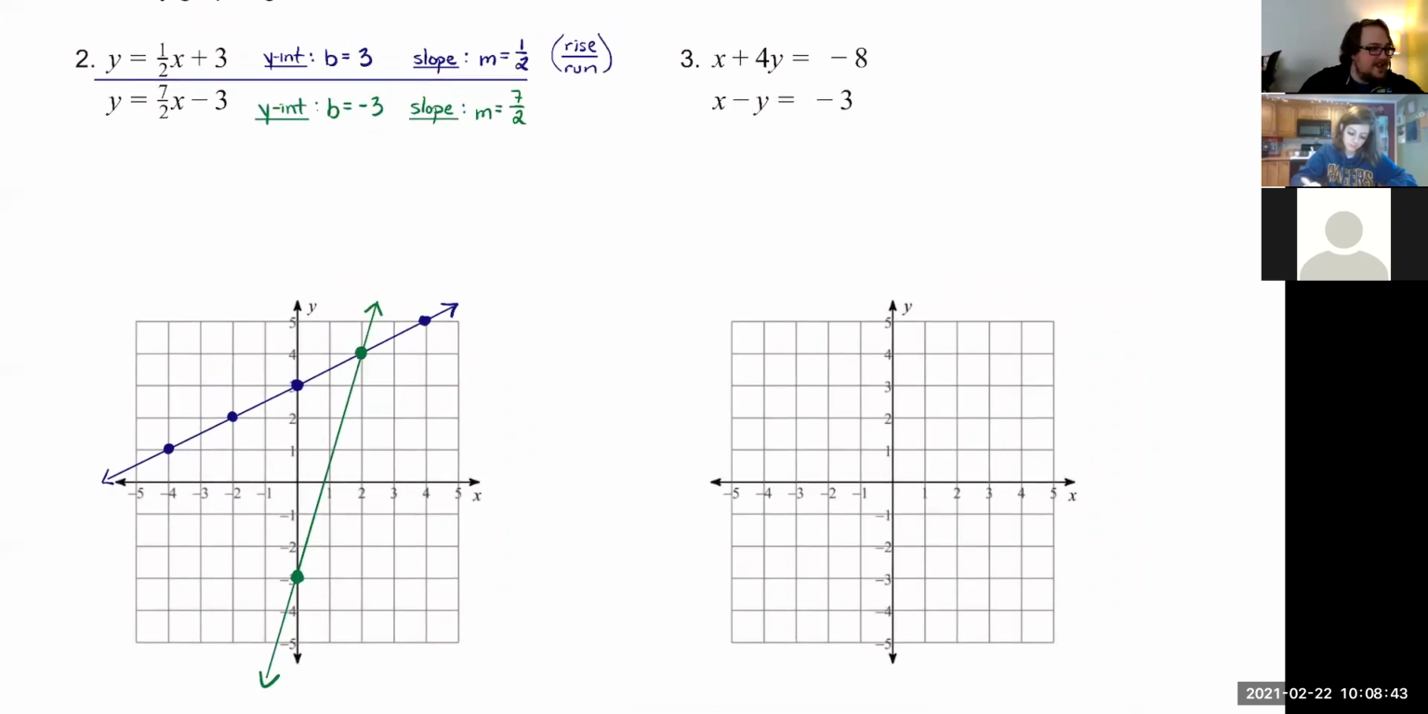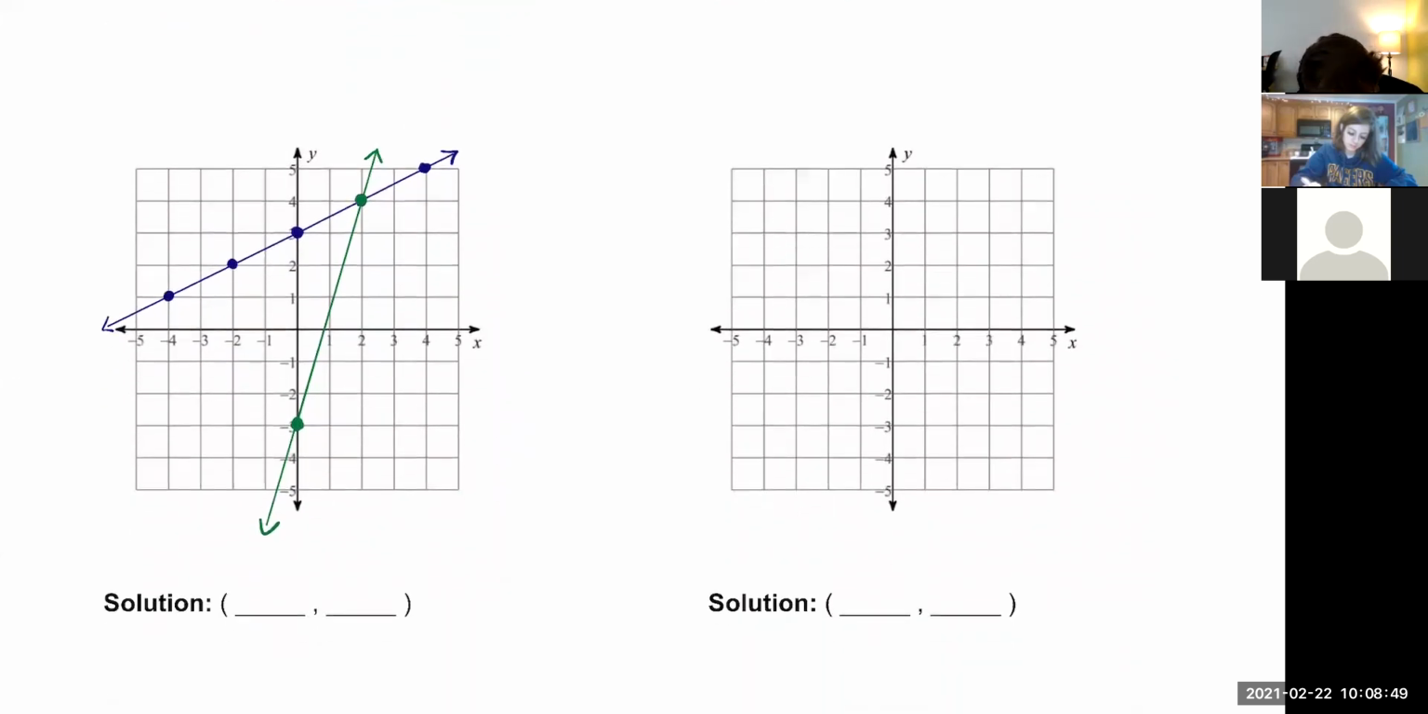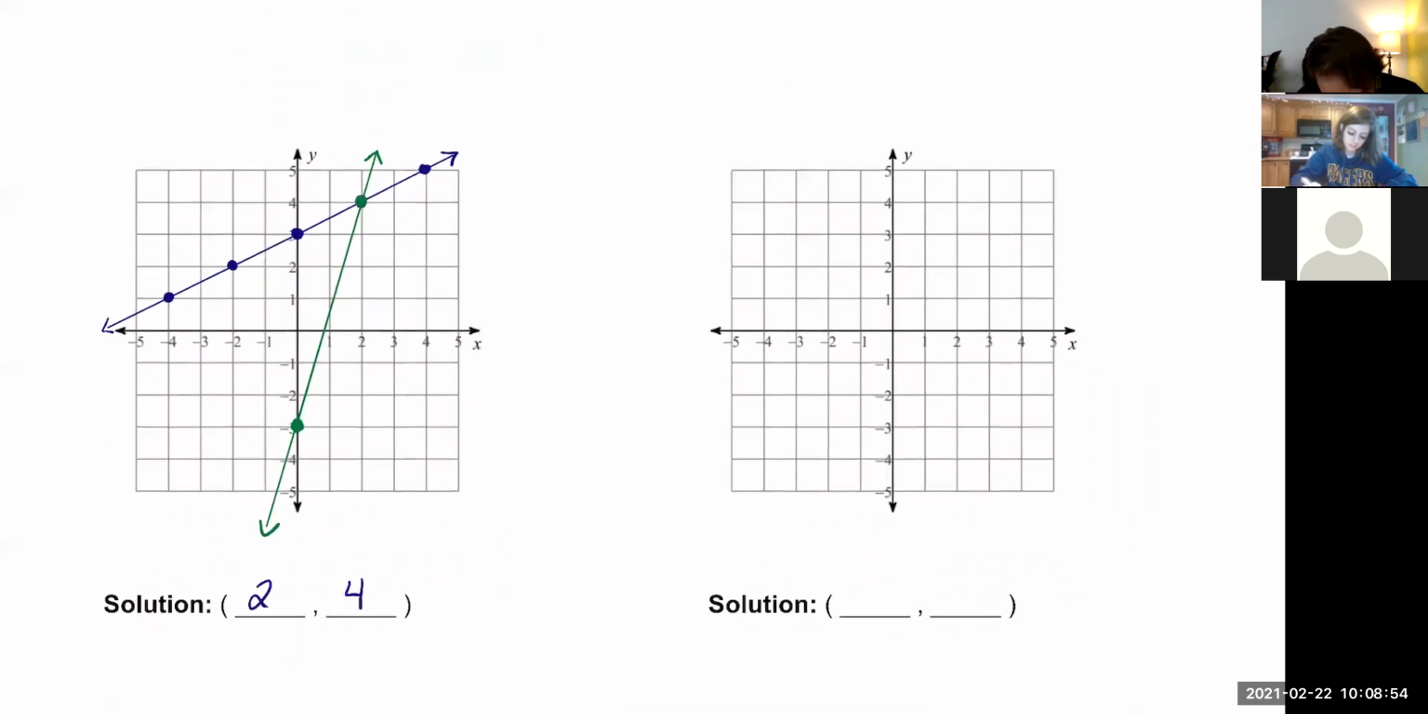So Miranda's already ahead of me. She already knows what the solution is. The solution is where they intersect. And at this point, they appear to be intersecting at the ordered pair (2, 4).